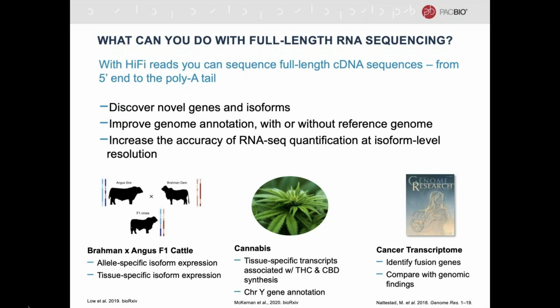So to touch base on just 3 examples really quick, we have the Brahman and Angus cattle project. And with this, they were looking at both allele-specific and tissue-specific isoform expression. Recently, a preprint came out from a cannabis group that was looking at tissue-specific transcripts of both THC and CBD synthesis. And they were also able to go in and do the genome annotation of the Y chromosome. And then in the human space, in the cancer transcriptome, we've had groups that have looked at identifying fusion genes, and then they're able to use this data and compare it with the genomic findings that they have previously had.